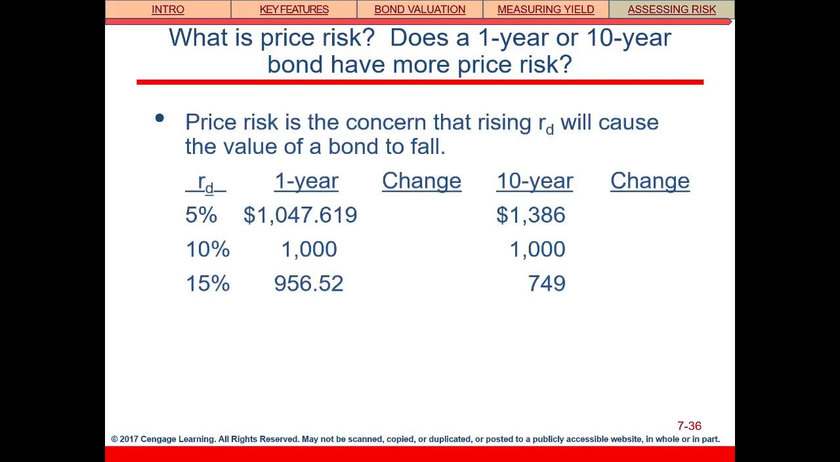First let's look at what is price risk. Price risk is the concern that a rising interest rate, this is rd, the discounting interest rate, which is the market interest rate, will cause the value of the bond to fall. That's price risk. So that means the price risk is basically the risk of the price of the bond falling, right?